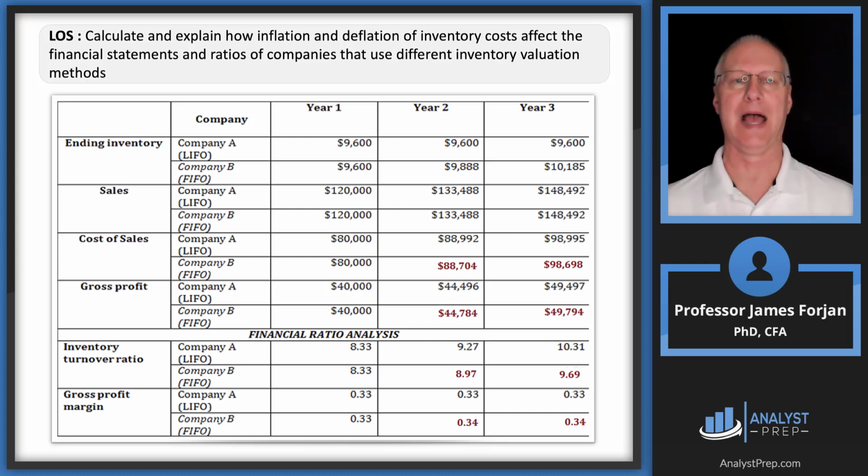But let's look at the last part of this LOS. So we've calculated and explained the effects of inflation and deflation on inventory costs. Now let's go ahead and look at the financial statements and the ratios. So notice what we've done. We've bolded in red in year 2 and 3 the differences between LIFO and FIFO, and then the impact on the financial ratios. Now, we're going to spend the very last slide or two computing these two ratios, the inventory turnover and the gross profit margin.